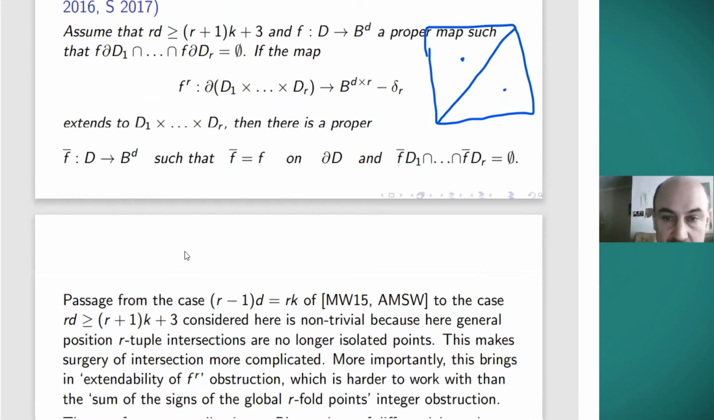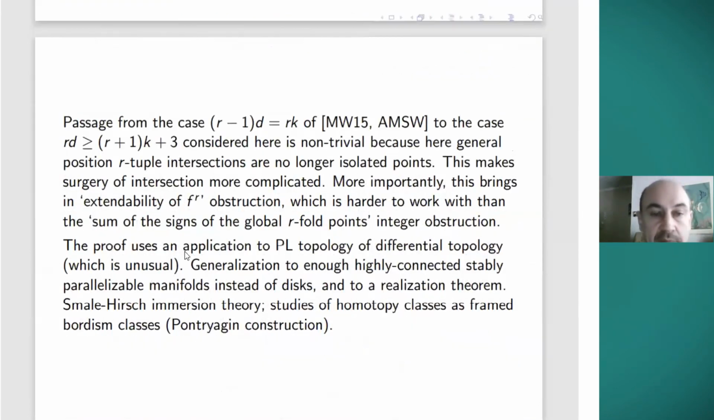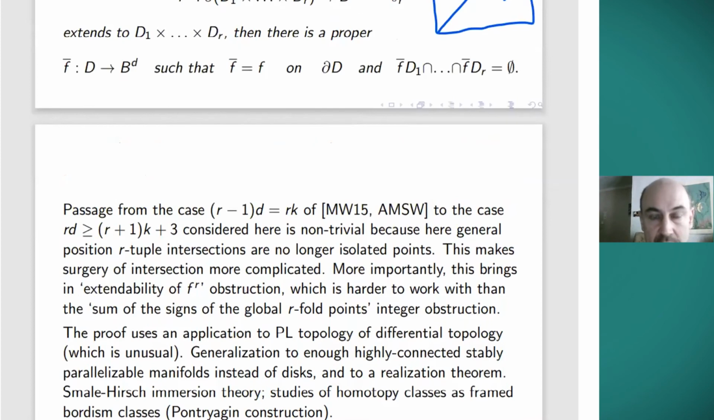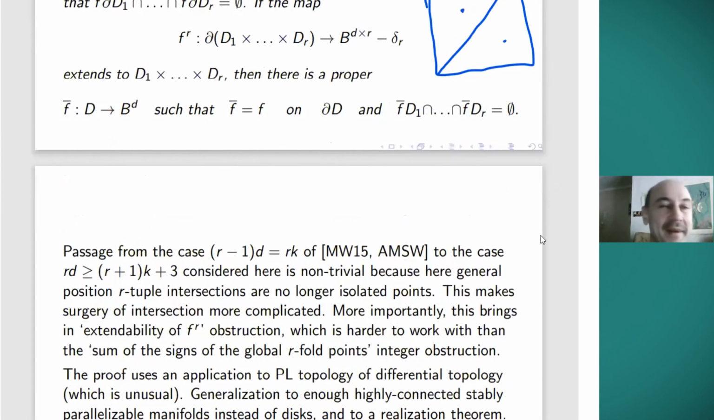As for mathematics, I already mentioned the reason why this generalization is not trivial. The general position r-tuple intersection points are no longer isolated points. The set of such points has positive dimension, so we need to make the surgery more complicated. We need to use induction, and in this induction there appear some homotopy theoretical questions, which are not that hard once invented, but of course it's not easy to make a plan of this proof.